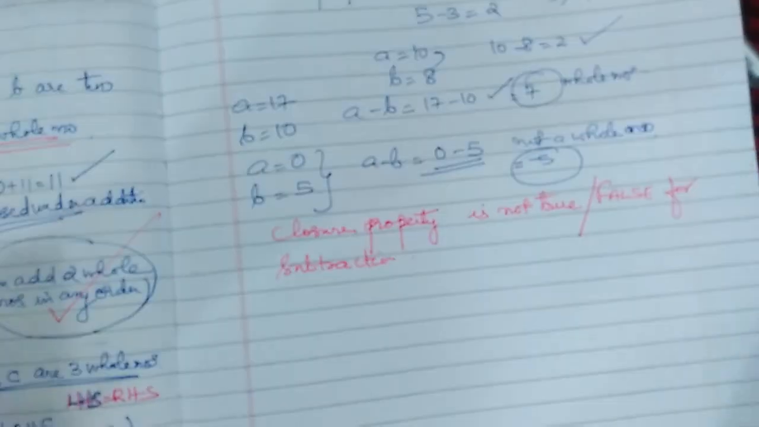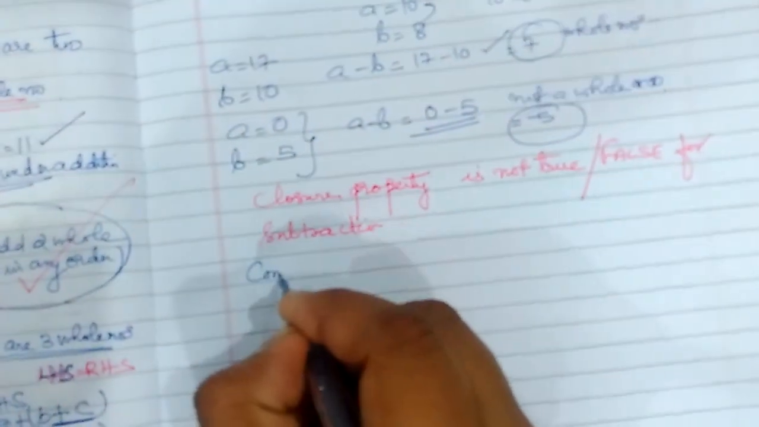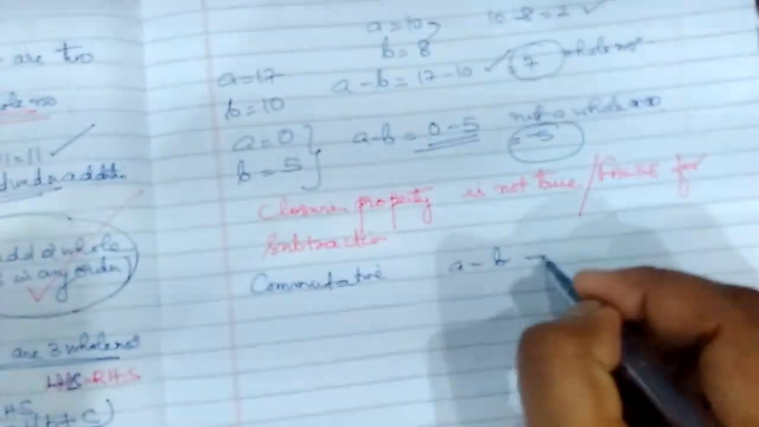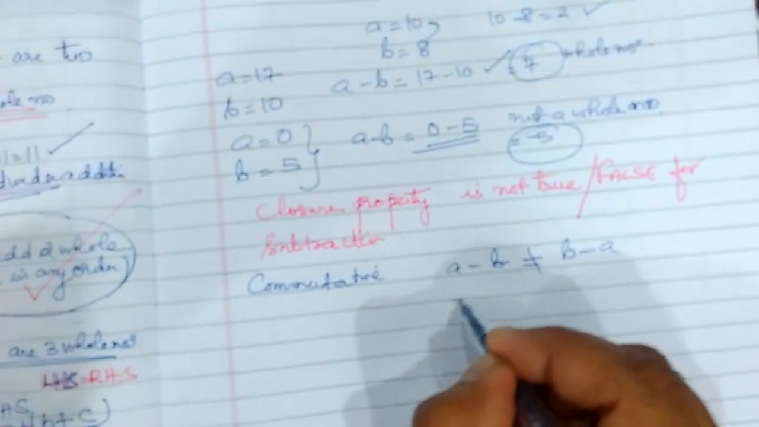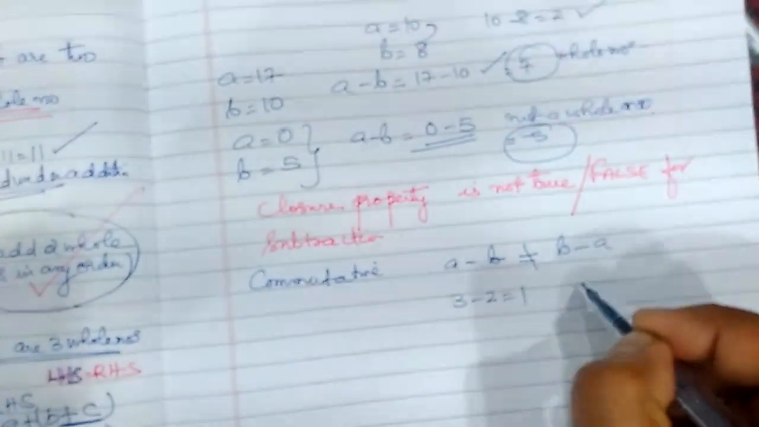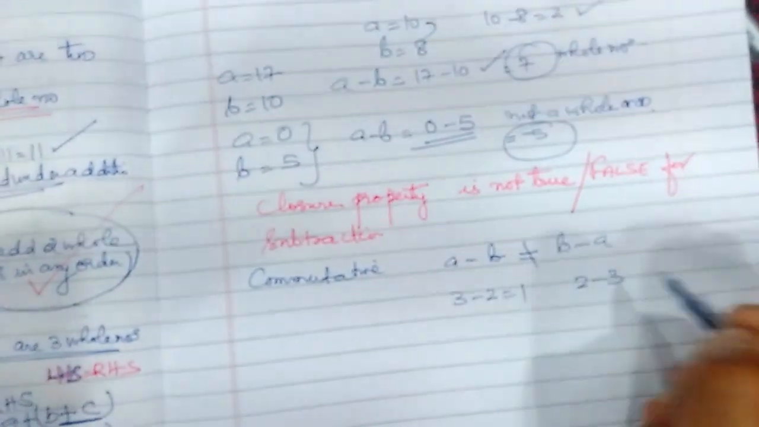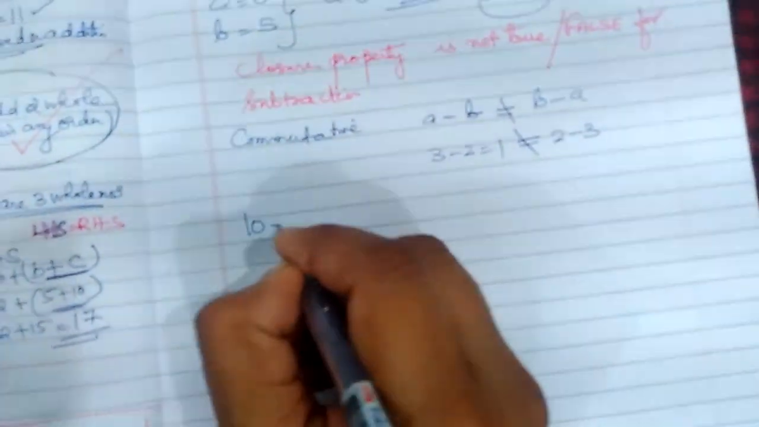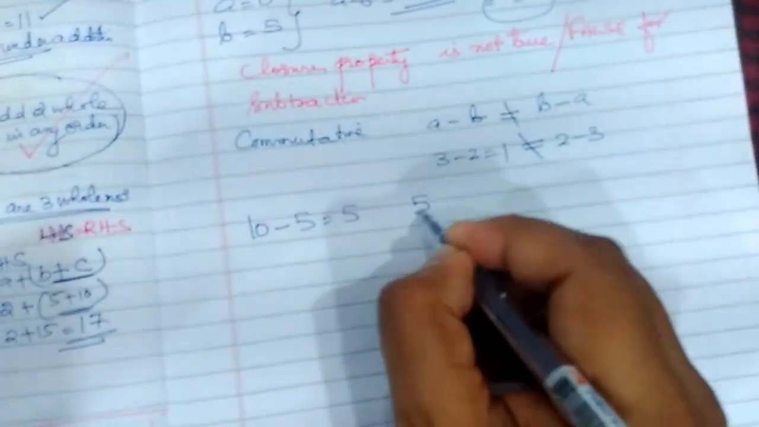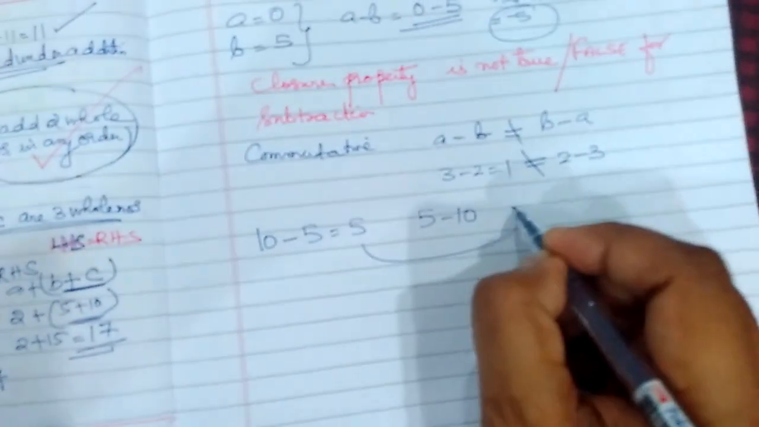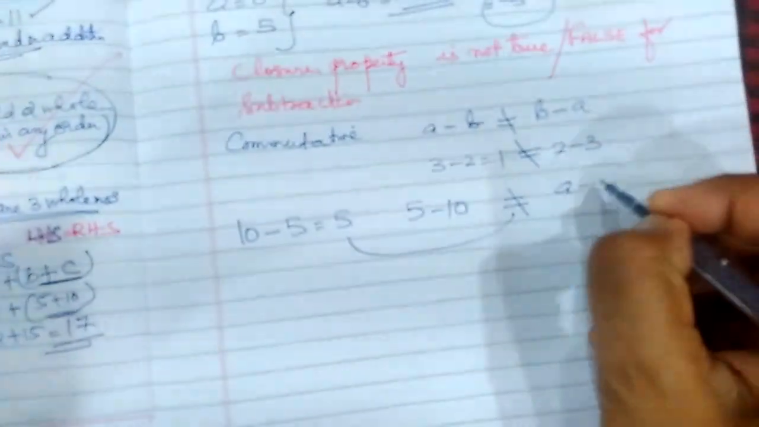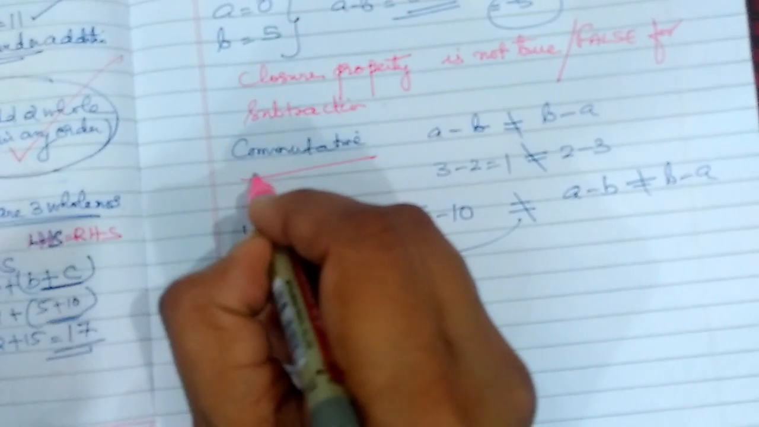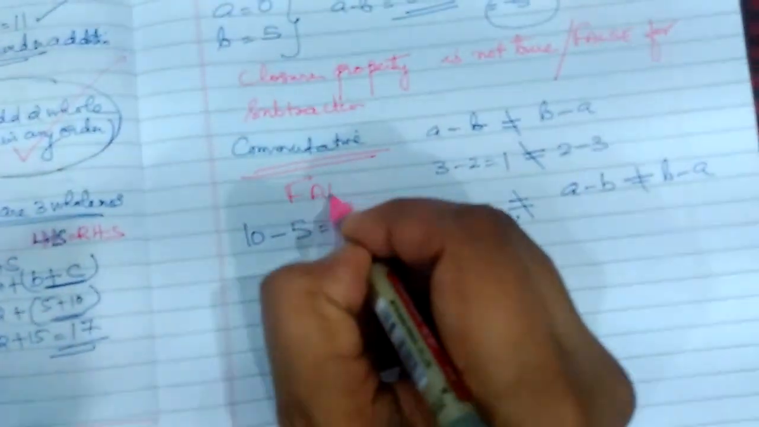So what about our second property? Commutative. What is it? A minus B is not equal to B minus A, isn't it? 3 minus 2 is 1. What is 2 minus 3? It's not equal. 10 minus 5 is equal to 5. What is 5 minus 10? Not equal. Both are not equal. So A minus B is not equal to B minus A. So again, commutative property is false.